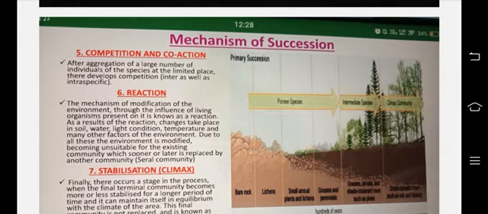Then reaction: the modification of the environment through the influence of living organisms present on it is known as reaction. As a result of reaction, changes take place in soil, water, light, temperature, and many other factors of the environment. Due to all these, the environment is modified, becoming unsuitable for the existing community. It is sooner or later replaced by another community, a sere community.